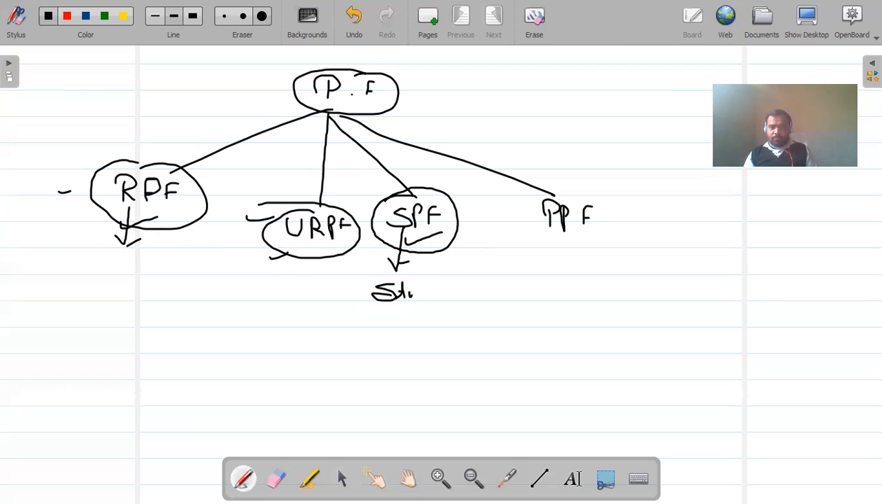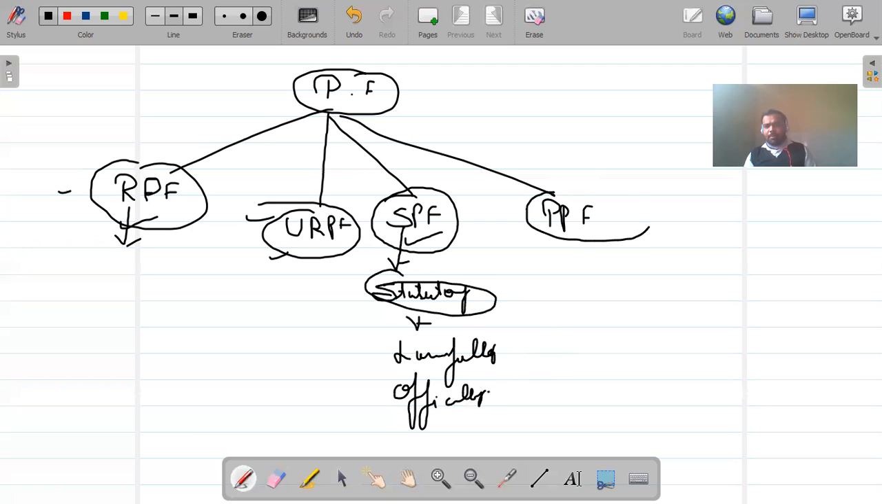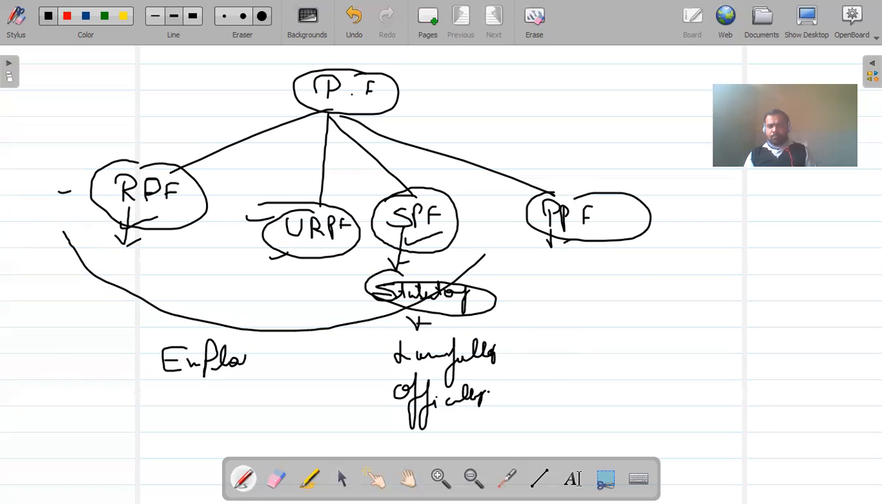In case of the statutory provident fund, what is the meaning of statutory? Lawfully, officially. And this is the public provident fund. This is made for the public. All these provident funds are made for the employees, but this fund is not made for the employees. This is for all. Okay, let's read from this.